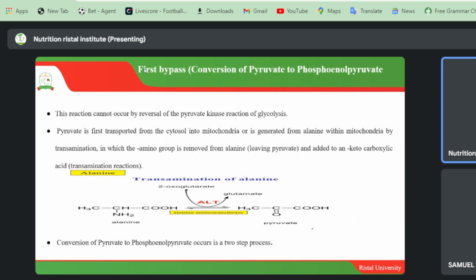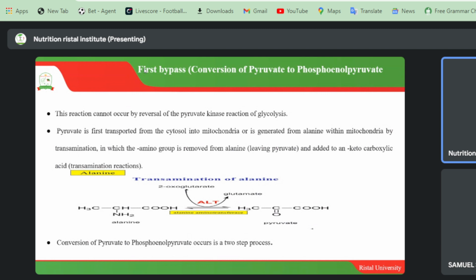How this happens is that a transamination process occurs, just like you're seeing in the illustration below, where alanine is being converted into pyruvate. And this reaction is called the alanine transamination process. It takes place in the presence of an enzyme called alanine aminotransferase.